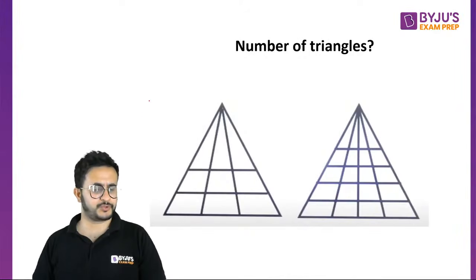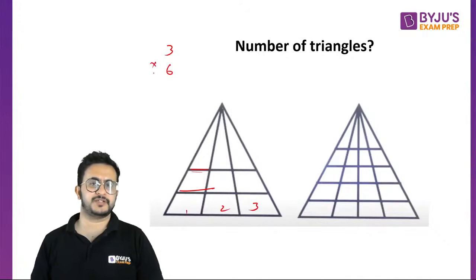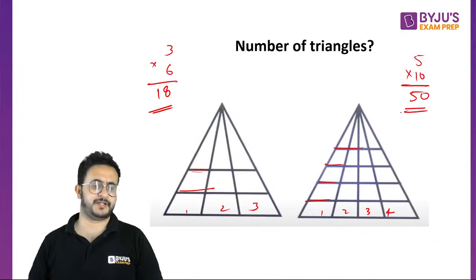Again, as I said, you are not supposed to count, right? We shall use the formula. So there are two lines, so it will break into three triangles. And there are three partitions, 1, 2, 3 partitions, that means 6. So 3 into 6, 18 triangles. Okay. Second one, there are 1, 2, 4 lines, so 5 partitions, and there are 1, 2, 3, 4. 4 means 10 triangles. So 5 into 10, we have a total of 50 triangles. So we are not supposed to count, we can just tell the numbers.